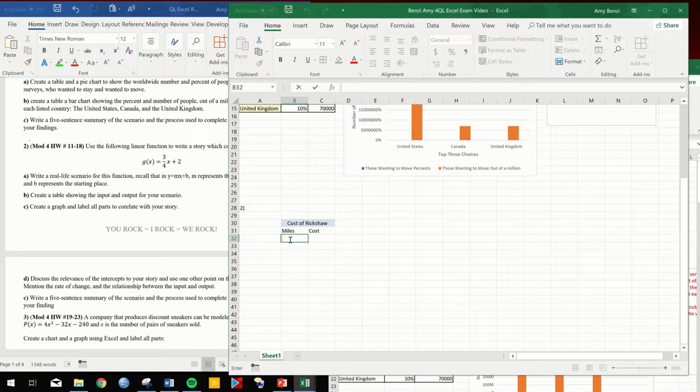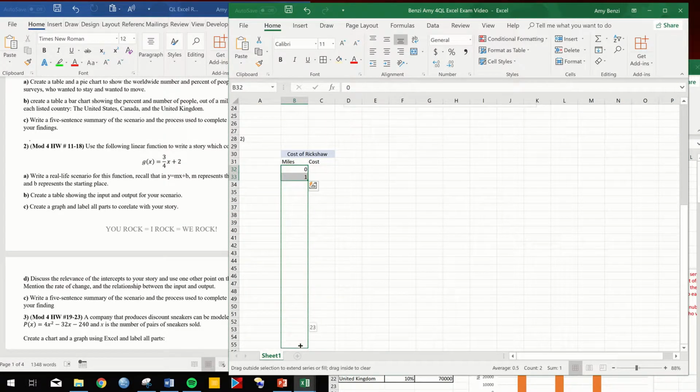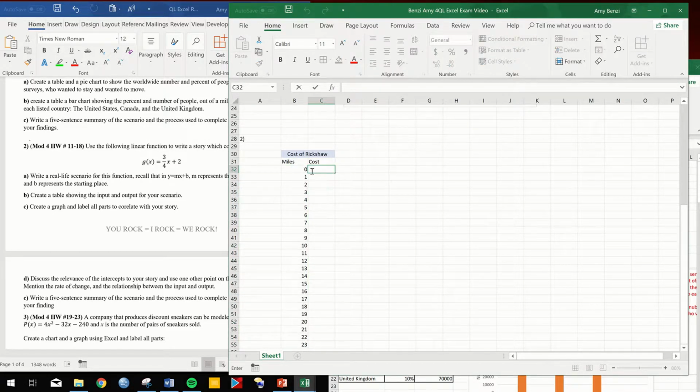All right, so here I have my miles at 0, and I'm going to go ahead and count by ones. Of course, I could count my rickshaw ride in fractions of miles if I wanted to, but I'm just going to count it by integers. And then what is my cost going to be? Well, it has to be this equation because that's my function g of x.